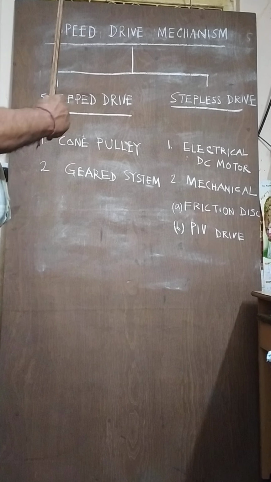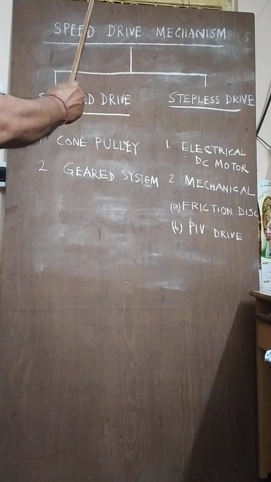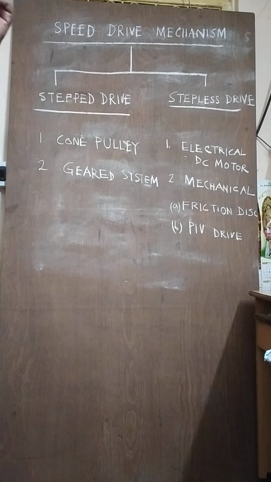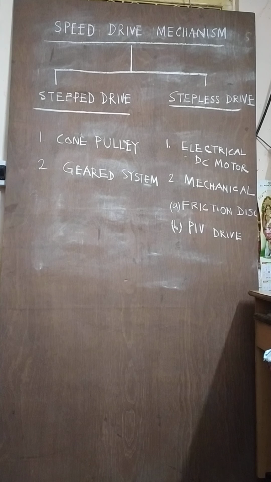This is in continuation of my previous lecture on machine tool and its feature. The speed drive of the machine tool is one of the most important parts, because we remove material from the blank and there is a relative motion between the tool and job, and the material is removed in the form of chip.